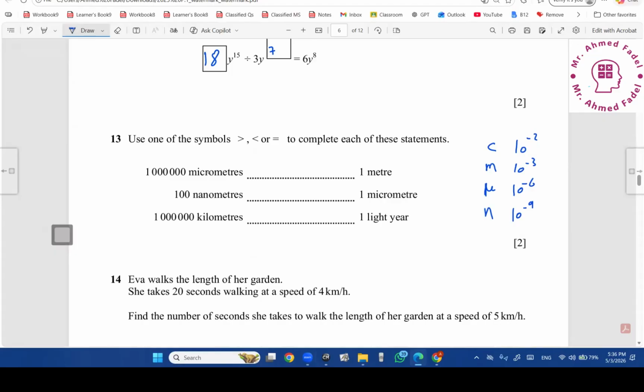So for micrometer, 1 million multiplied by the micrometer, which is 10 to the power of negative 6, is going to give you exactly 1 meter. Multiplying this number by 10 to the power of negative 6 is going to give you 1 meter exactly. So they are equal. All right, what is next? 100 nanometers and 1 micrometer. 100 times, look at this, the nano is 10 to the power of negative 9.